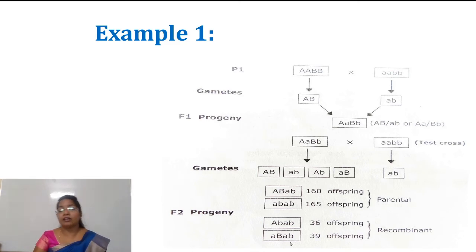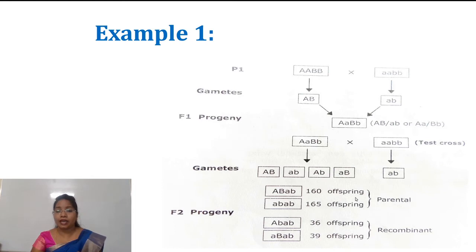Okay. And another 2 types, that is capital A, small b, small a, small b, and small a, capital B, small a, small b. So these 2 types of combinations are the new combinations which are not present in the parental type. So these are the parental types and these are the recombinant types. In this way, we should know what the recombinant types are.